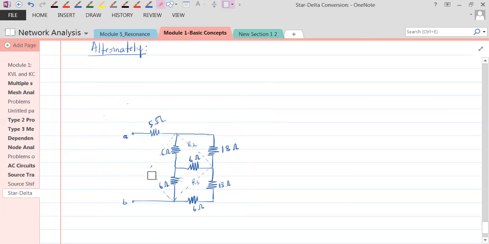Don't write this R1, R2, R3. Now we're not approaching this part of this network. We are approaching a different part of the network. Let me give you how we can solve this problem alternately. Not an efficient way, but you can do it, is what I'm trying to tell you.